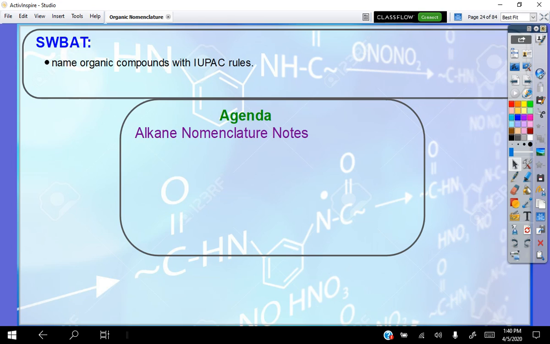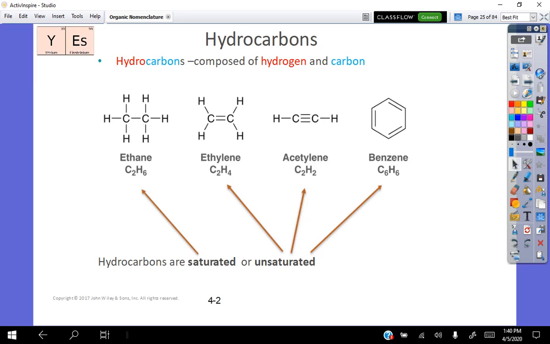Hello, class. Today we're going to go over some notes related to alkane nomenclature and how to name alkanes using IUPAC rules. So first thing we need to know is what an alkane is. An alkane falls under a larger group of compounds called hydrocarbons.